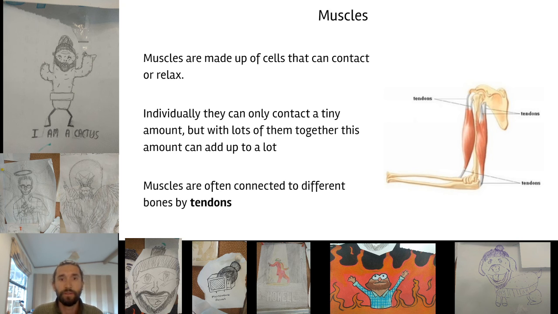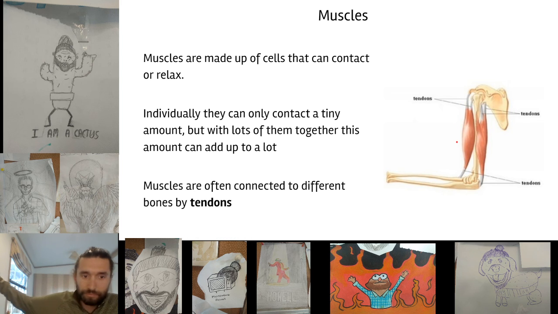So, muscles are made up of cells that can contract or relax. A muscle cell is a specialized type of cell that just contracts. Contract means get smaller. So individually, these cells only contract a tiny amount, but in a bicep, you're going to have lots of them. So this muscle here, the bicep, you've got lots of them end to end, and if each one contracts a little bit, in total, it's going to add up to a big movement.